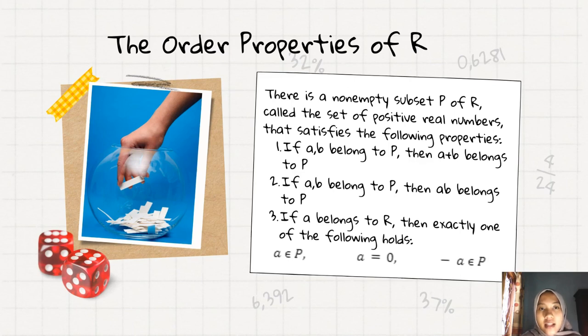Okay, the next is the order properties of R. There is a non-empty subset P of R, called the set of positive real numbers, that satisfies the following properties. Number 1, if a, b belong to P, then a plus b belongs to P. Number 2, if a, b belong to P, then ab belongs to P. And the last is, if a belongs to R, then exactly one of the following holds: a element of P, a equals 0, and negative a element of P.